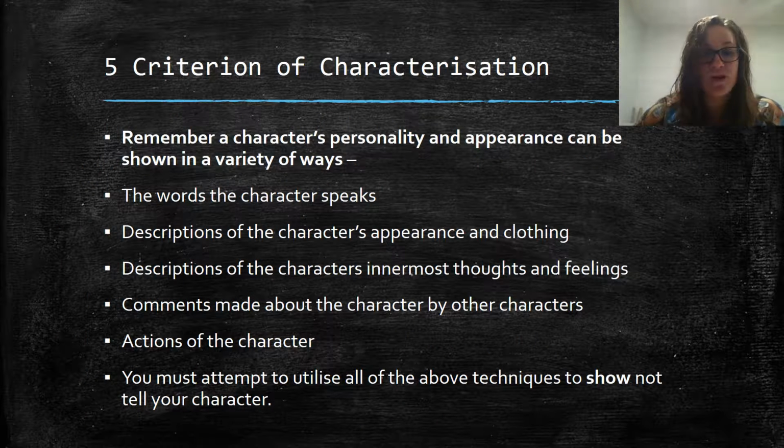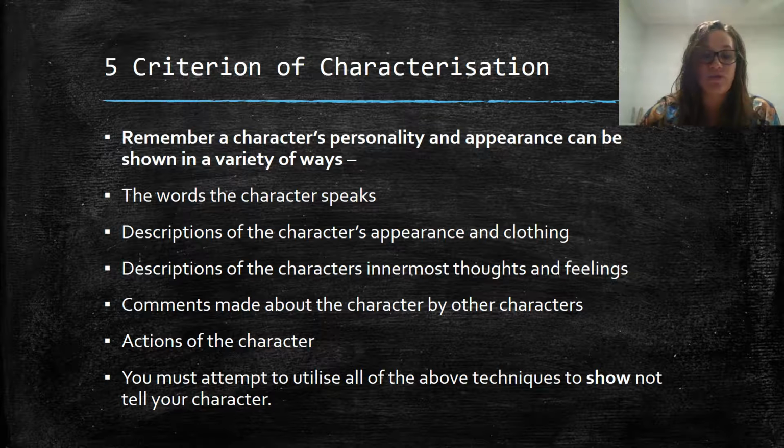In terms of helping with your writing, you need to look at the five criteria of characterization. So you can show your character's personality through a number of ways. Look at the way that they speak and the words that they say. There might be specific words that specific characters say, and others wouldn't speak that way, so you need to try and mirror that style.